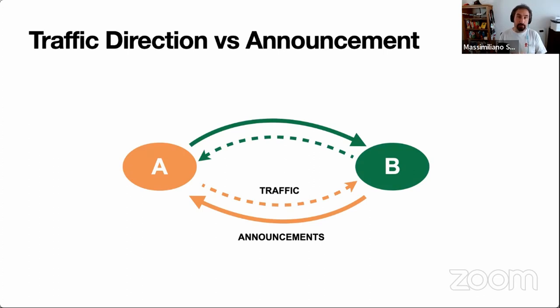So when I want to receive traffic, I will make an announcement. I will say, here are my IP addresses. And when I want to reach a destination, I will look for the announcements that I received and see how I can reach a certain destination or a certain router and so on.